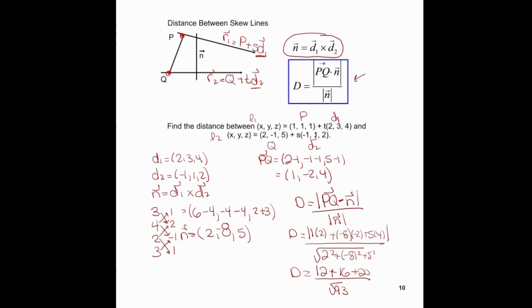Oh, I've run out of room. Okay, so let's just carry that on over here. And so 2 plus 16 plus 20 is 38, all over root 93. That is approximately equal to 3.94 units of length.